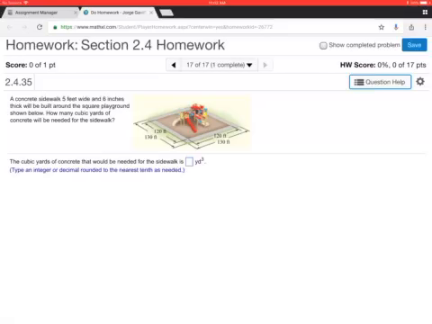Welcome to the example for 2.4, number 17. So here the question is, a concrete sidewalk 5 feet wide and 6 inches thick will be built around the square playground shown here to the right. How many cubic yards of concrete will be needed for the sidewalk?